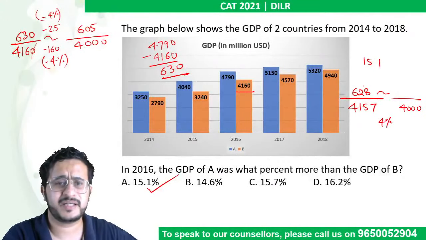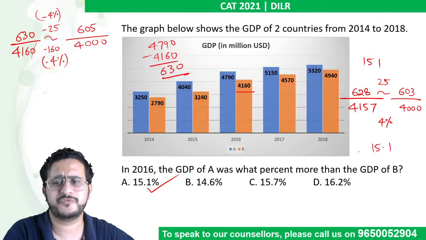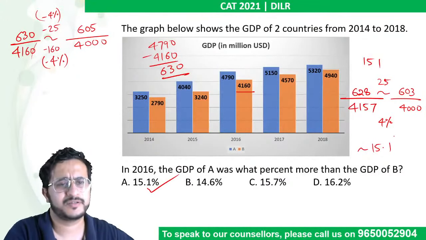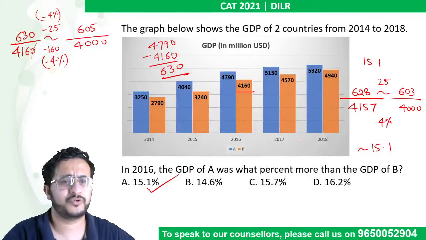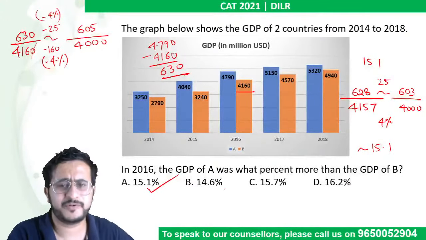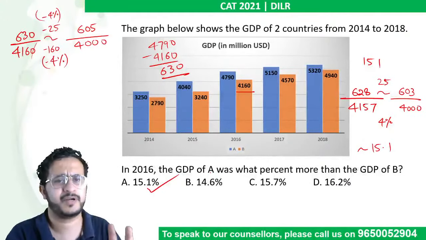Now 4% again, like you will calculate approximately 25, right? So you will again get 603 by 4000. That you will get close to 15.1%, right? So you can calculate the exact answer. You should get very close to this, right? They won't go close to 2 or 3 places of decimal. They will be like 15.1, 15.5. So you will get close to 1 or 2 places of decimal. Your answer will be correct.